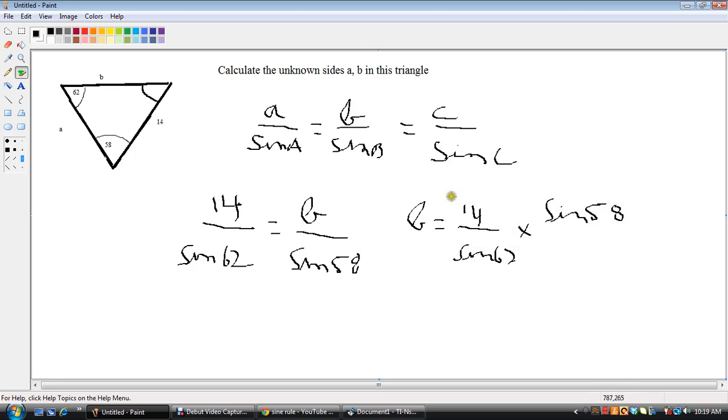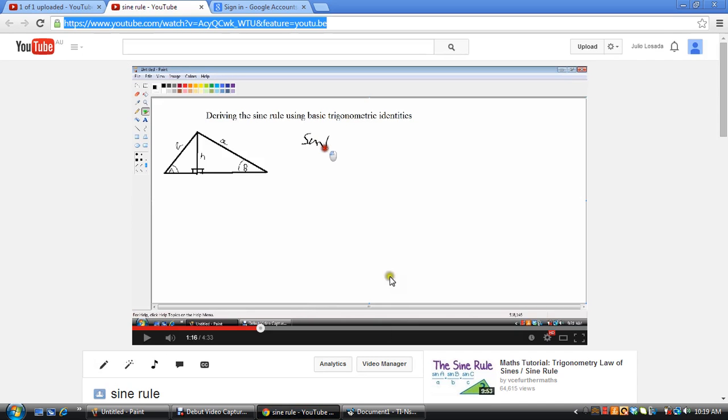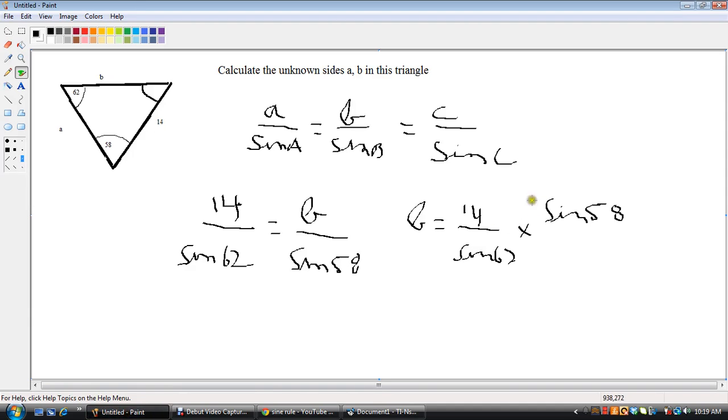Now you can make use of your calculator to find the value for B. I've already done that, and I found that B has a length of 13.4466. So B is equal to 13.4466. Okay, so now we found B, so we now have to find A.